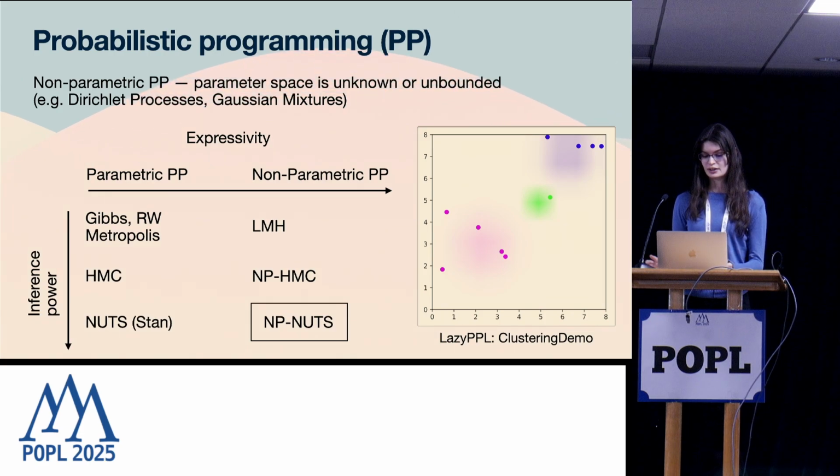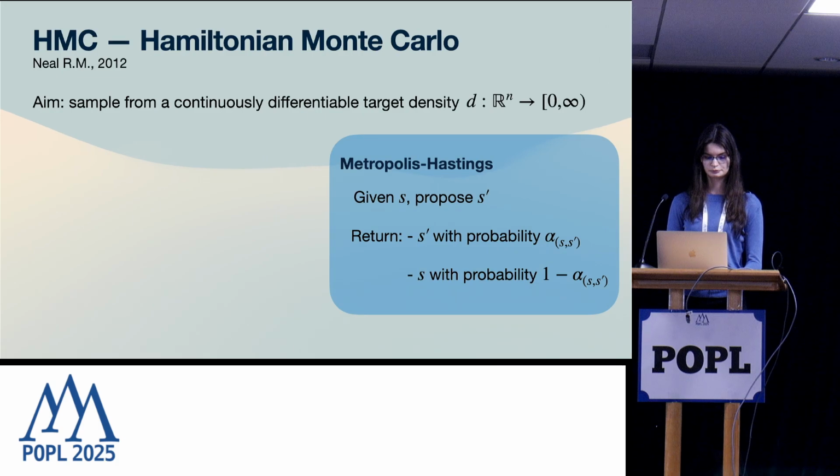On the other hand, NP-HMC makes it possible to use Hamiltonian Monte Carlo in the non-parametric setting by dynamically extending the traces when it is needed. So our aim is to build on that and to achieve non-parametric NUTS, which is a version of NUTS, which can be applied also on non-parametric models.